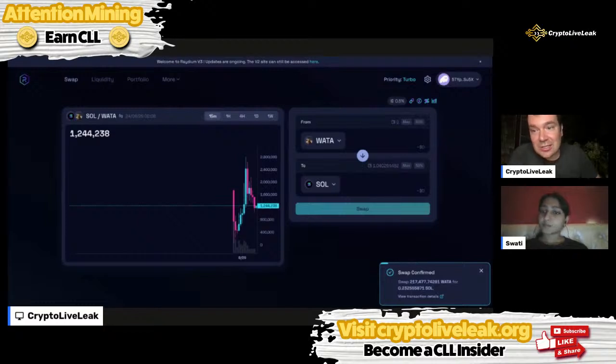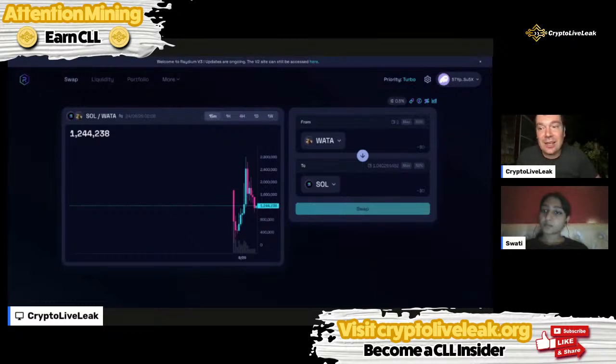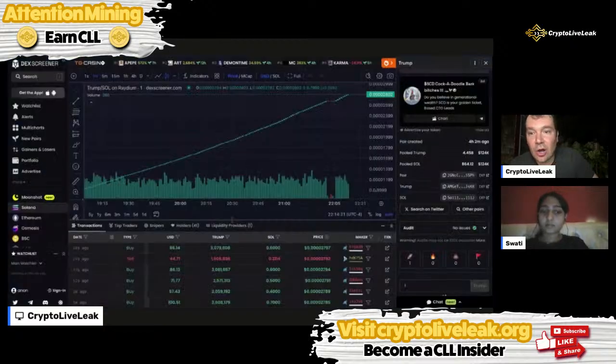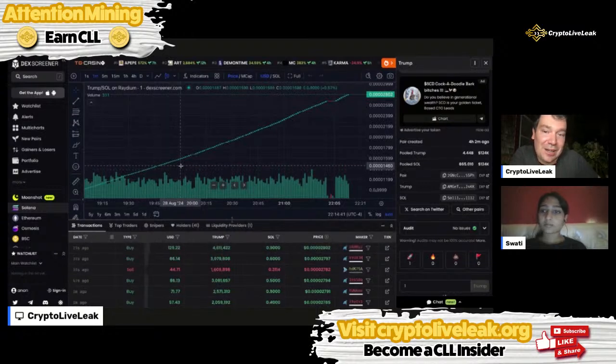You can use Dexscreener to identify a meme coin, make a quick trade by going to the DEX, copying the token's address, pasting it in that DEX, and executing a trade. Here's a really interesting chart. Let's take a look at this. This obviously looks like non-organic activity. Swati, I don't know about you, but this sticks out to me as being too good to be true.